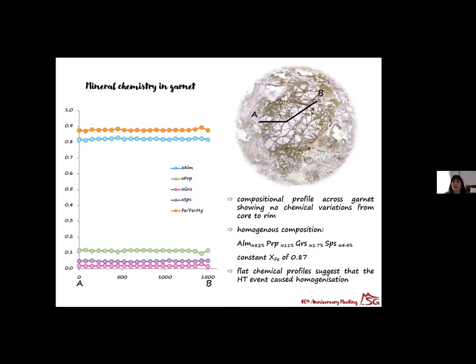We also studied the mineral chemistry in garnets, and what we got was no core-to-rim variation, so really quite flat profiles. And we interpret that this homogenization could take place during the high temperature event.